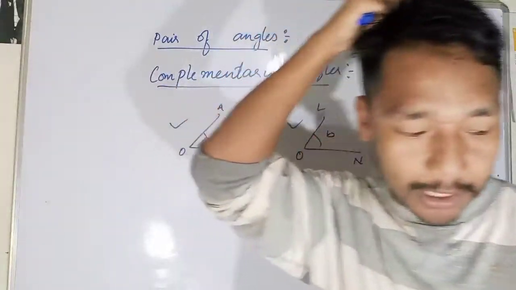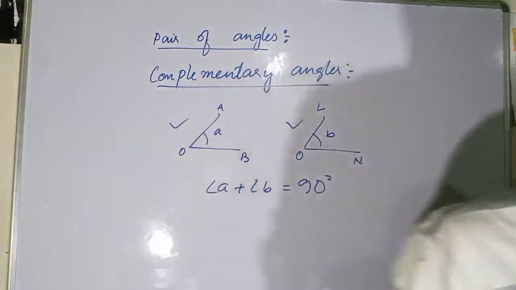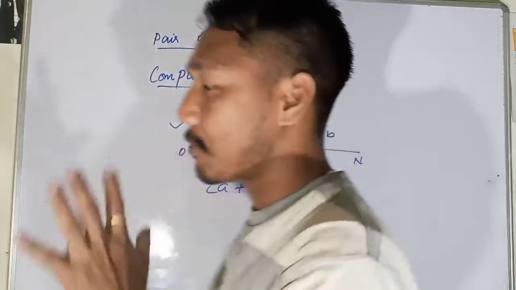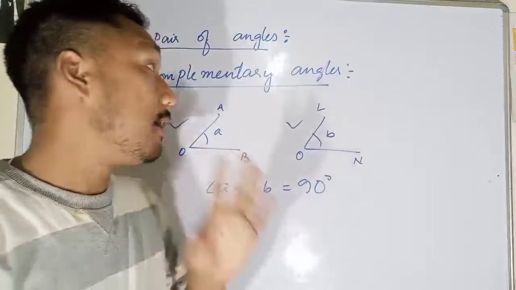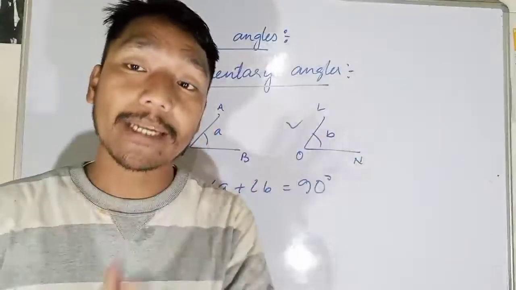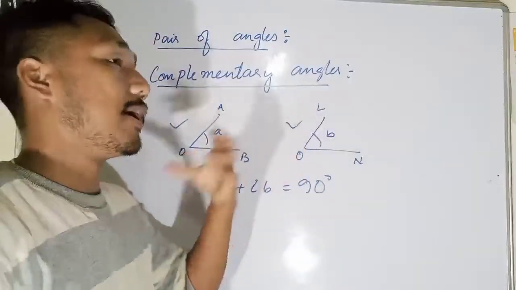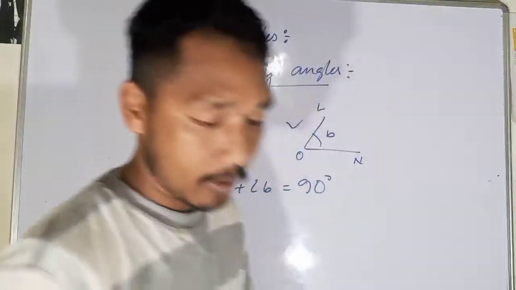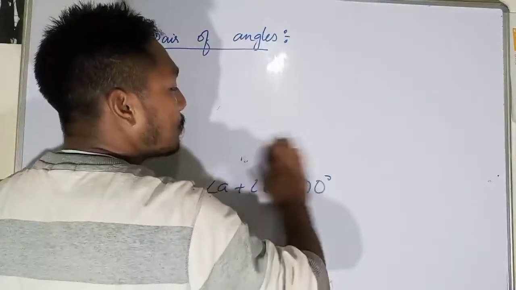Complementary angles. If you have two angles and their sum is 180, then I'm sorry, this is not 180, it is 90 degrees. If their sum is 90 degrees, then the two angles are considered to be complementary angles. Okay, so this is the last topic that we're going to discuss: supplementary angles.